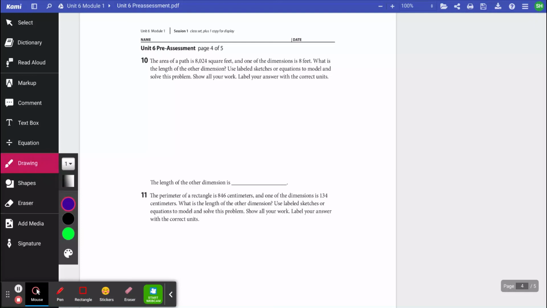Hi, we're back for page number 4 of the Unit 6 pretest, going over the questions, answers, and how to solve them. So number 10 says the area of a path is 8,024 square feet.